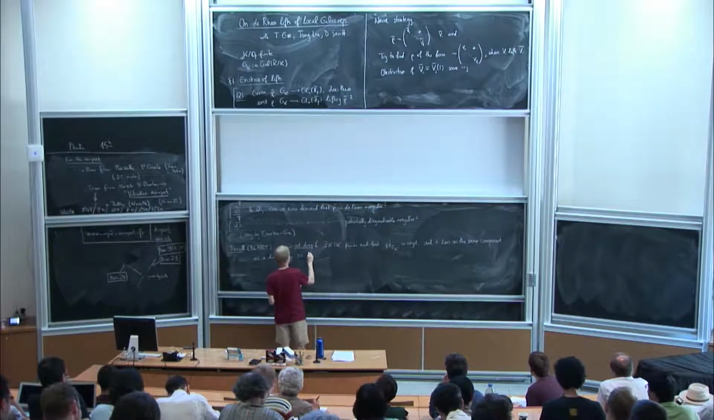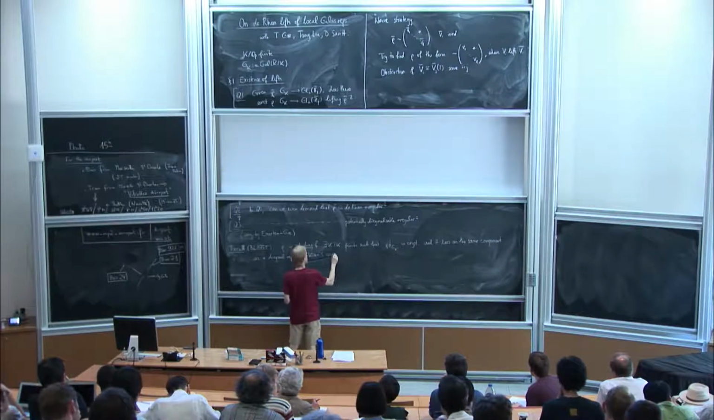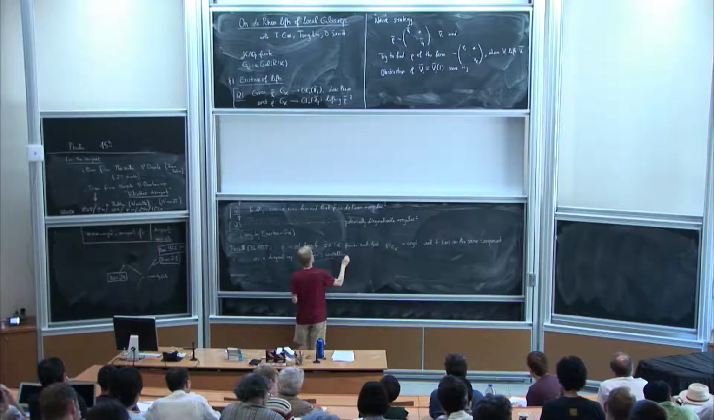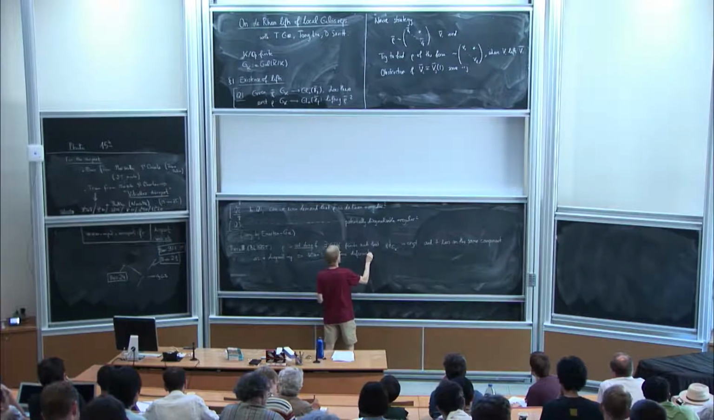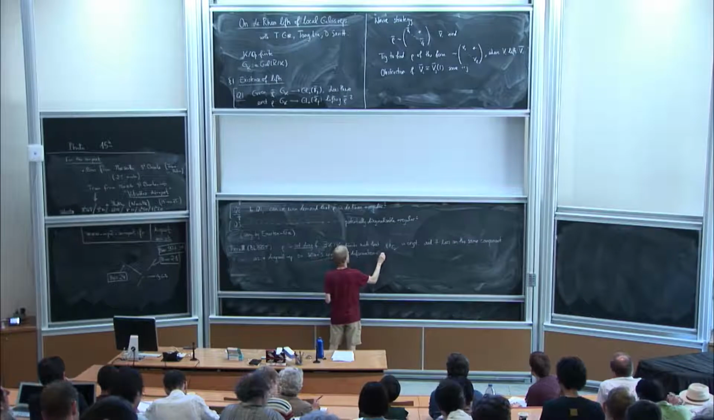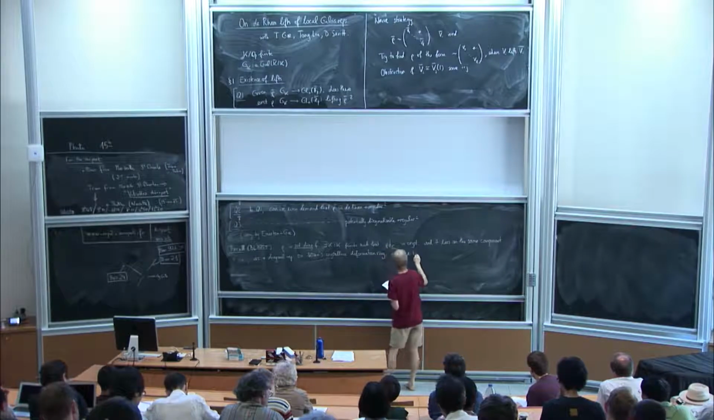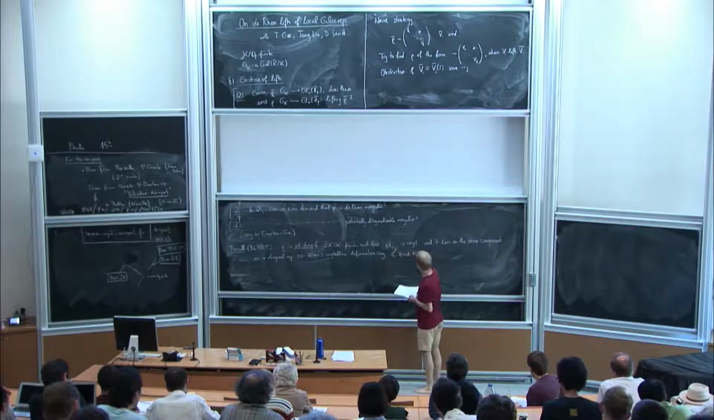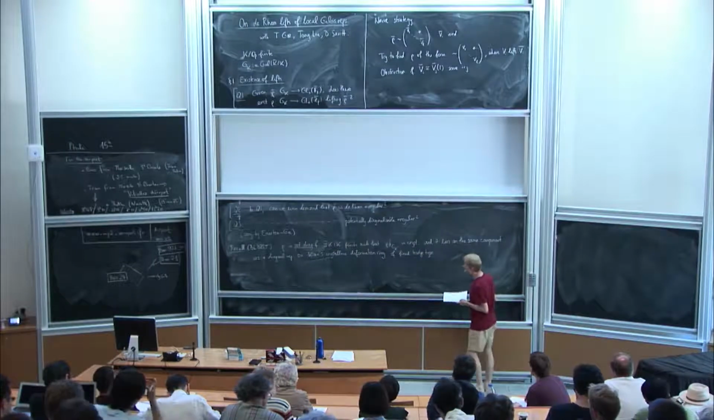On Kisin's crystalline framed deformation ring of fixed Hodge type, namely the one of rho restricted to G_k prime, and the reduction of rho restricted to G_k prime.